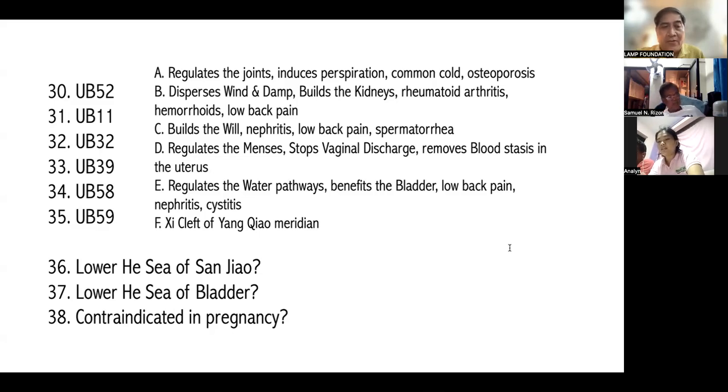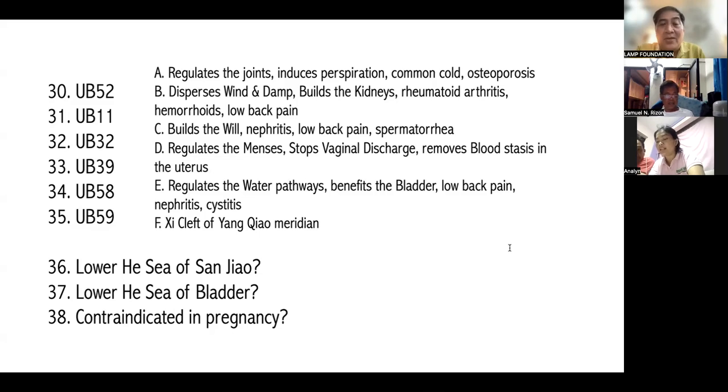Number 34, bladder 58. Letter B, disperses wind and damp, builds the kidneys, rheumatoid arthritis, hemorrhoids, and low back pain. So what's the Tagalog for hemorrhoids? Almoranas. Okay. So effective po yan. And bladder 59, letter F, the cleft of Yang Wei Meridian.